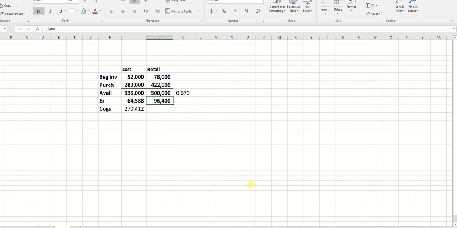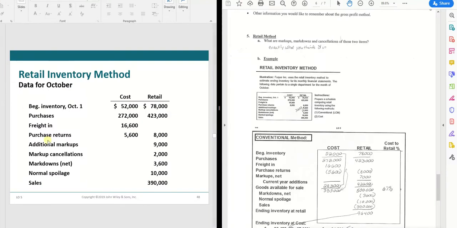Okay? Now I'm going to show you theirs. I'm going to pause this, and there are certain things that complicate these problems. I want you to know the more simple method, although you might have some of these. So the complicated things on this are purchase returns, additional markups, markup cancellations, markdowns, normal spoilage, and we do have sales because that would be our cost of goods sold in the other ones.